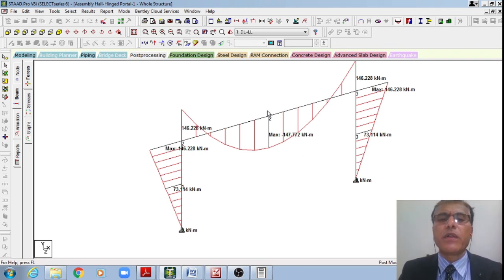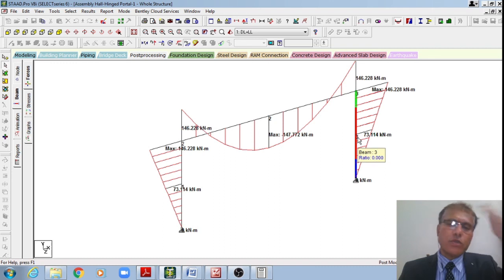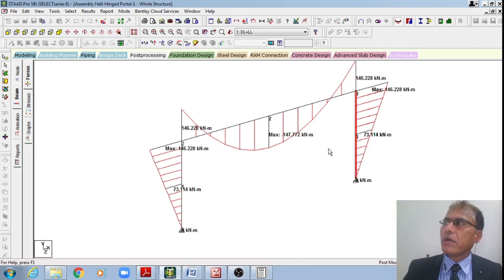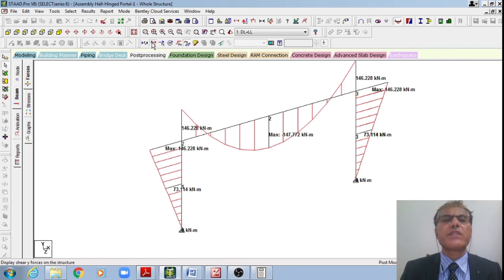Therefore, once I verify the bending moments manually in the beam, similarly the manual calculations can also be verified for the columns. Once I do this, now let us see the shear force variation also, student.